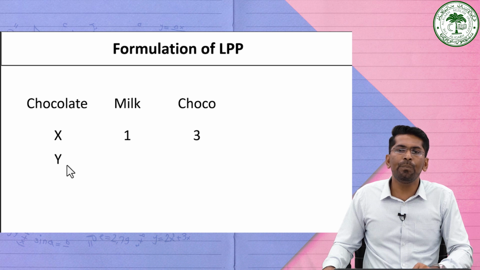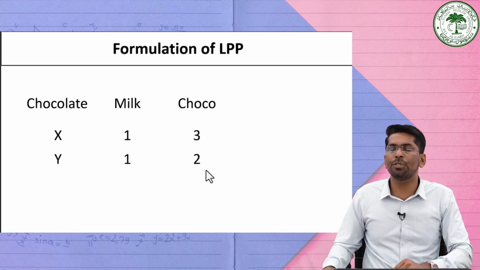Similarly, in order to produce each unit of chocolate Y, it requires 1 unit of milk and 2 units of choco. I am writing here in this particular format.